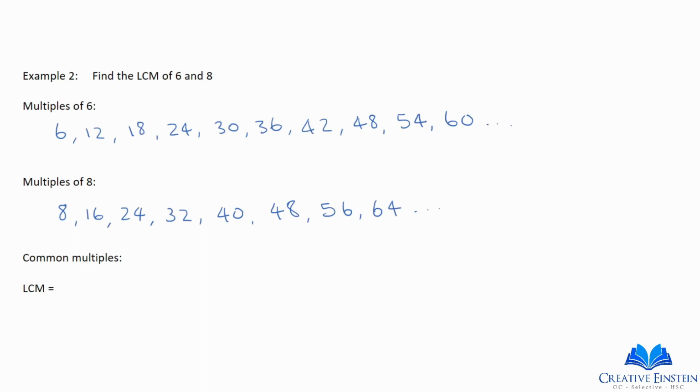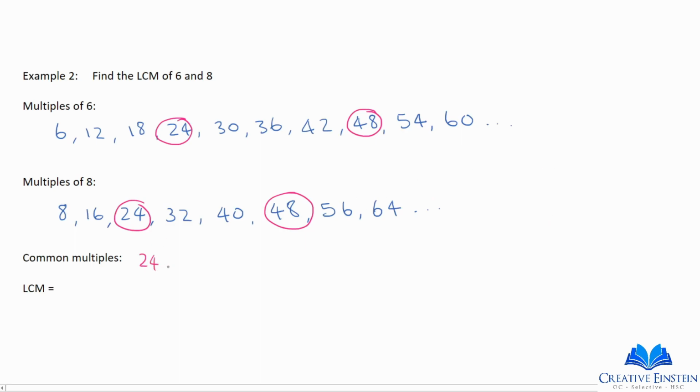So again, if we look at what they have in common, they've got 24 in common, they have 48 in common, and again they've got more down the track. So the common multiples are 24, 48. So the lowest common multiple is 24.